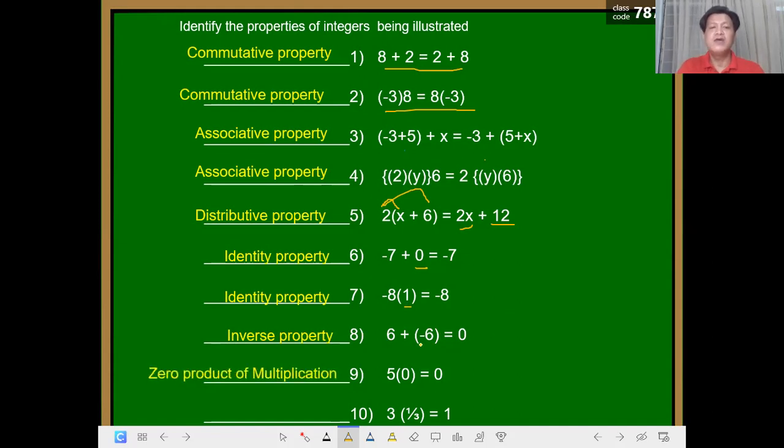Next, we have number 9. 5 times 0 is 0. So meaning, any number multiplied to 0 is 0. So the product of multiplication is 0. And last one, that is inverse property of multiplication. So 3 times its reciprocal, or what we call the multiplicative inverse, 1/3, is equal to 1. Their product is always 1.